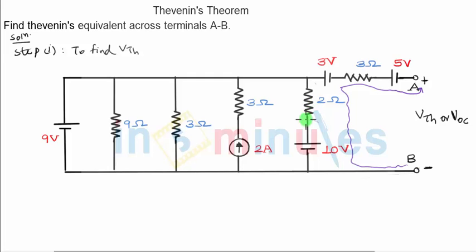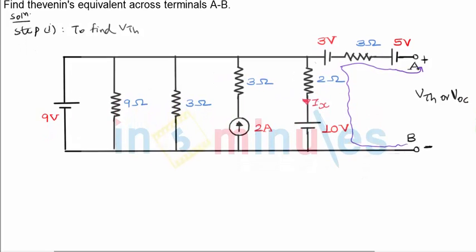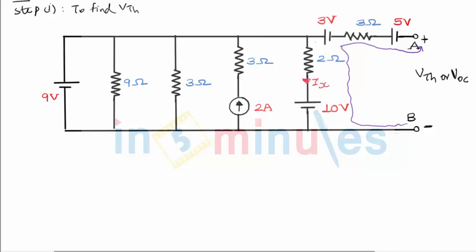So let me define the current through the 2 ohm resistance. Let me call it current Ix. I have taken the direction to be downward. I can choose any direction I want. Now let us see how to find Ix. So we'll first find Ix and then we will go on to find VTh. You can apply mesh or nodal analysis, or you can simplify the circuit by taking series parallel combination of resistors or using source transformation and so on. So let us figure out what approach we want to use.